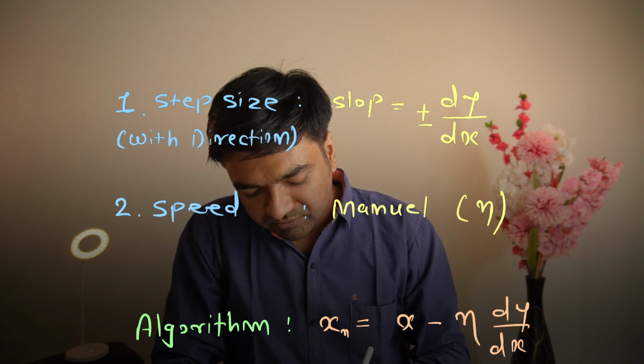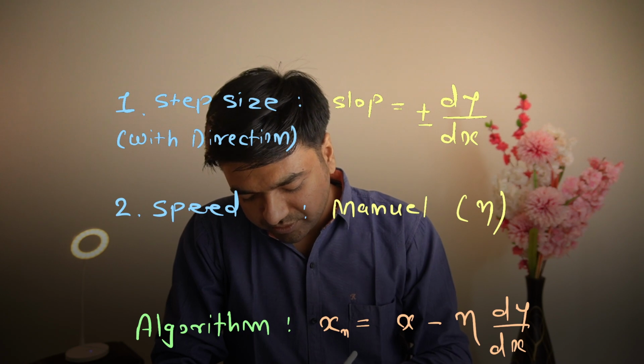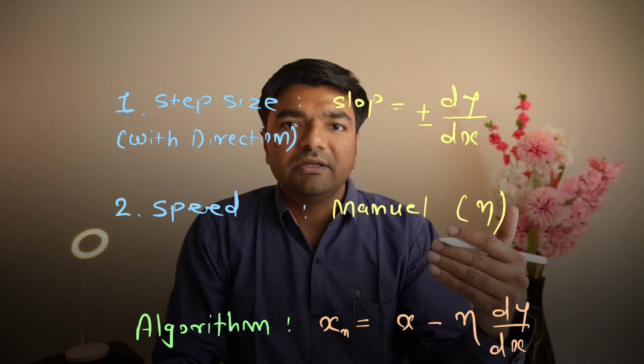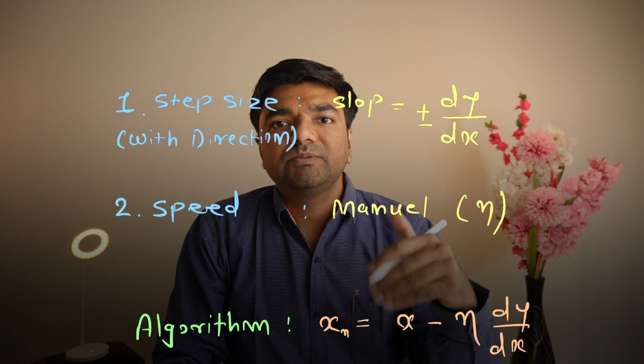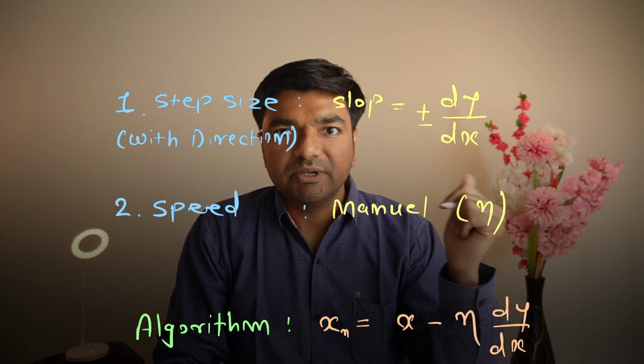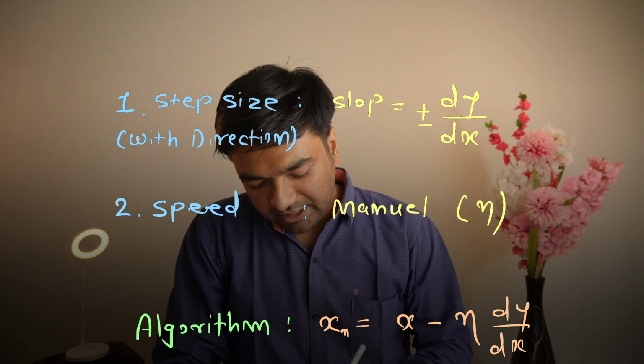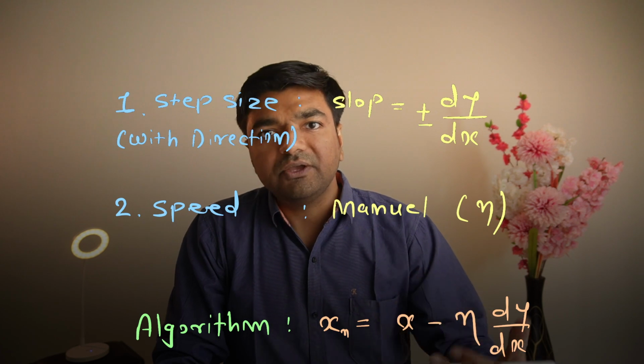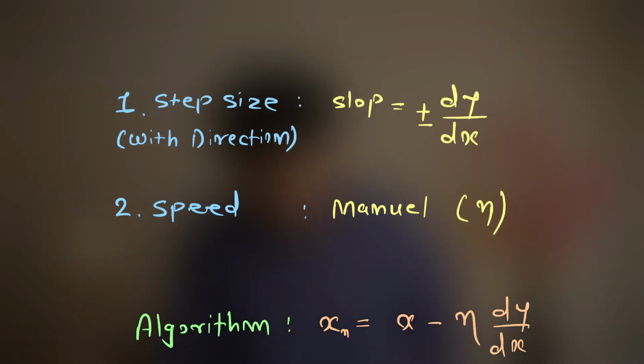Here, step size with direction will depend on the slope. If slope is big, then step size will be big. If slope is less, then step size will be less. And speed is something that you can decide on your own. So in this case, our algorithm becomes xn is equal to x minus eta dy by dx.